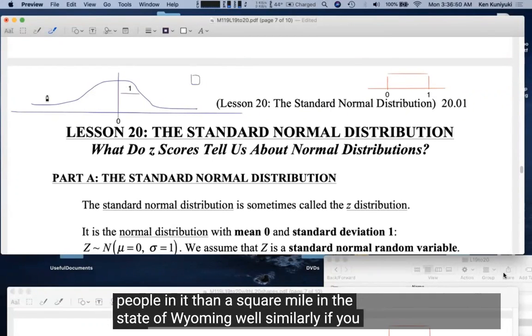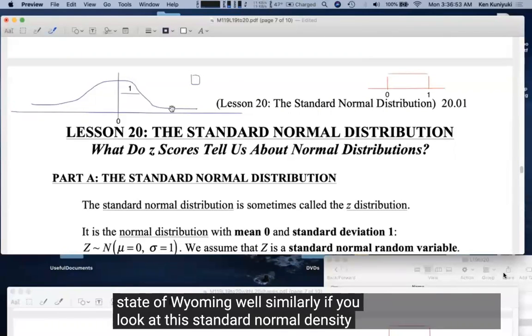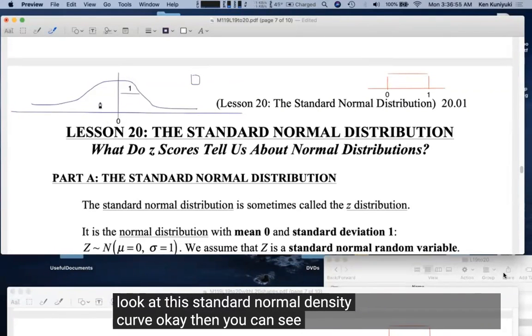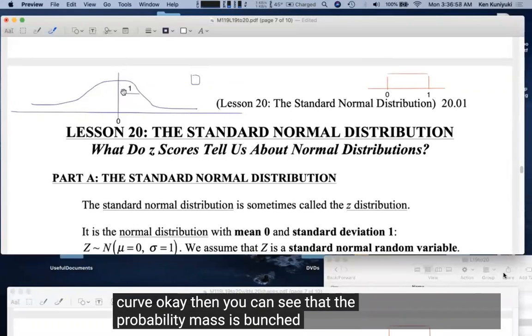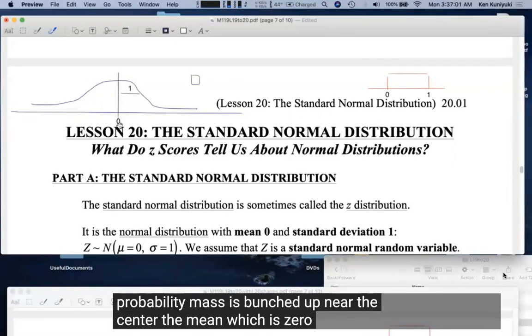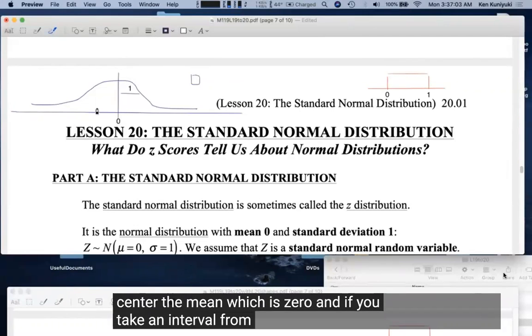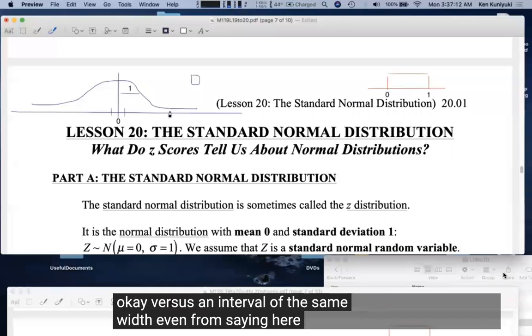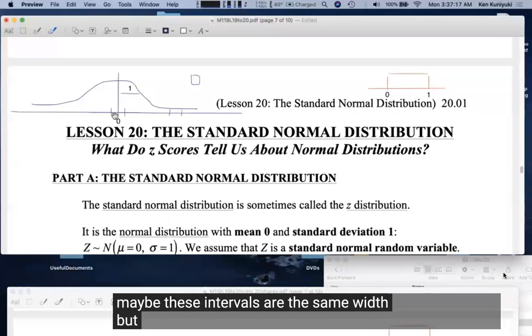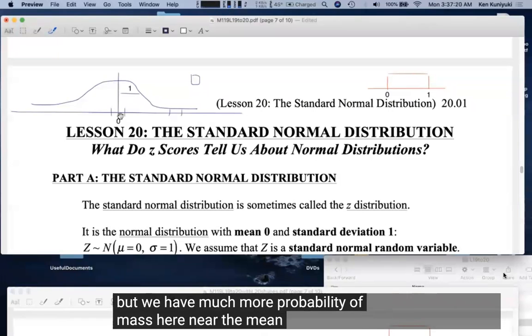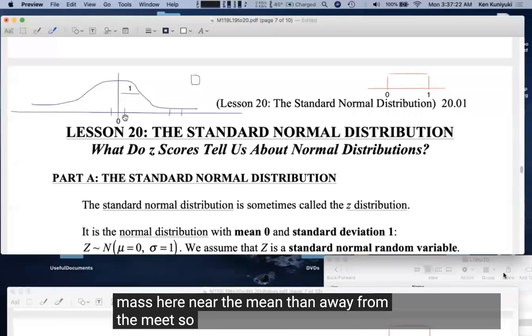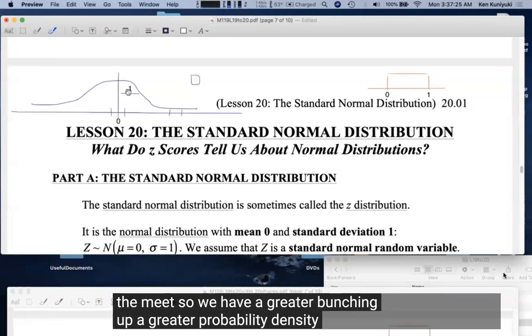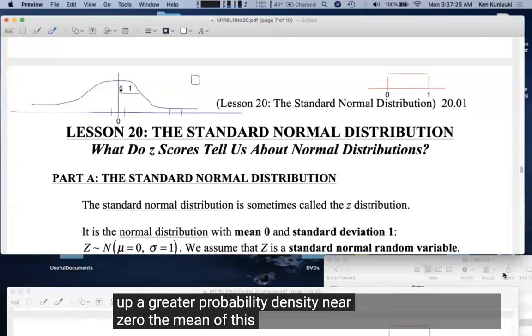Well, similarly, if you look at this standard normal density curve, you can see that the probability mass is bunched up near the center, the mean, which is 0. If you take an interval from, say, here to here, versus an interval of the same width, from, say, here to here, we have much more probability mass near the mean than away from the mean. So we have a greater bunching up, a greater probability density near 0, the mean of the standard normal.